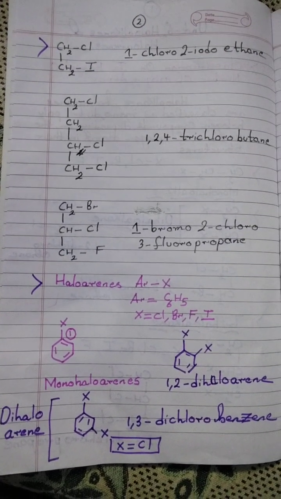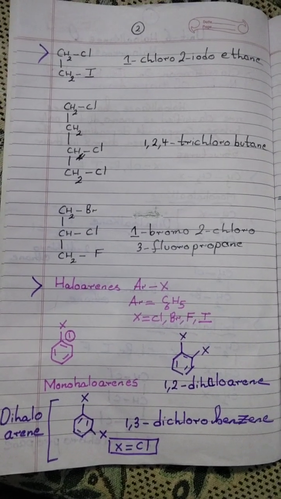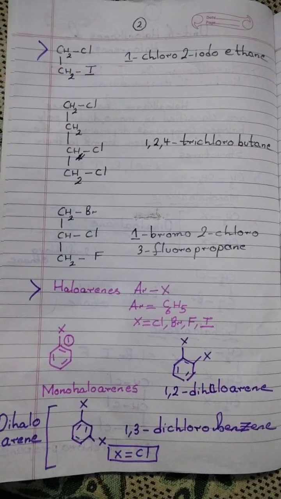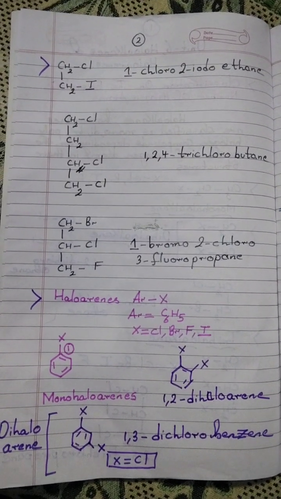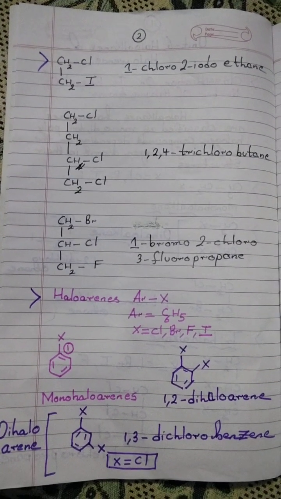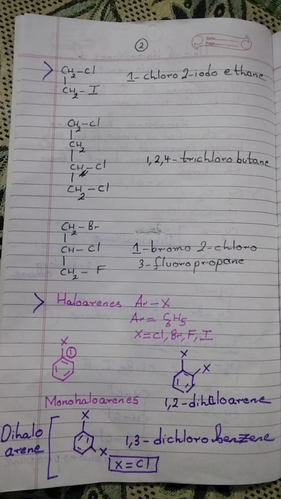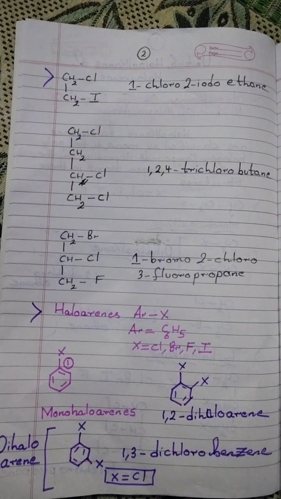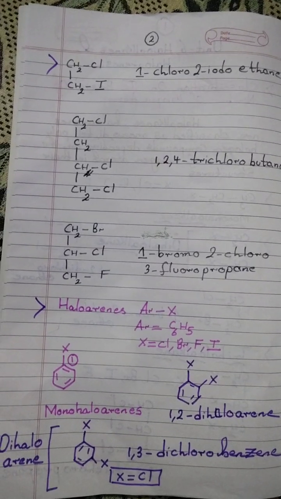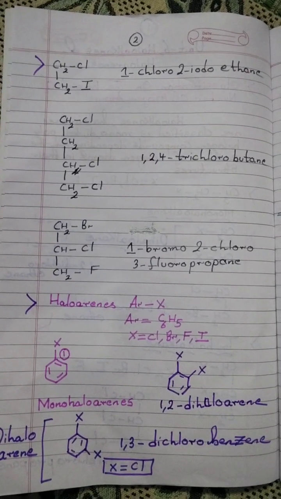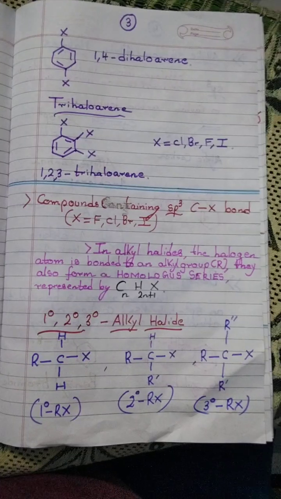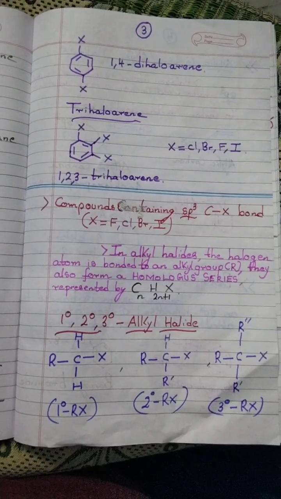benzene ring. If it is 1,2, the first position and the immediate adjacent position, hence we use the name 1,2-dihaloarene. For example, if I put Cl in the place of X, it is 1,3. Look into the last structure, it is 1,3-dichlorobenzene. Why dichloro? There are two chlorine atoms and they are bonded to positions 1 and 3. 1,3-dichlorobenzene.